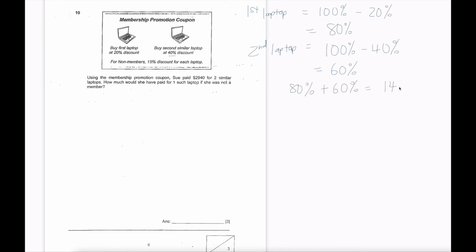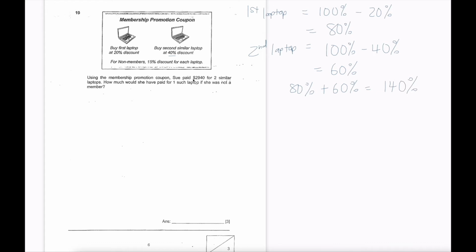So Sue is a member. That means for her first laptop, instead of paying 100%, she has a 20% discount, right? So she's paying 80%. How about her second laptop? The second laptop has a 40% discount, right? So instead of paying 100%, she will be paying only 60%. Got it? So the percentage she paid in total will be 140%.